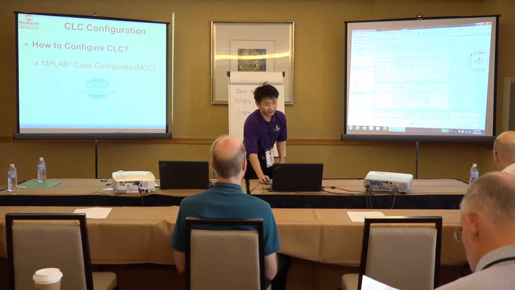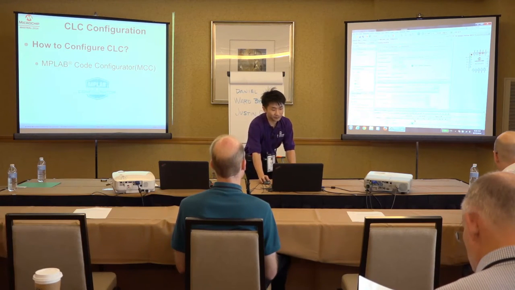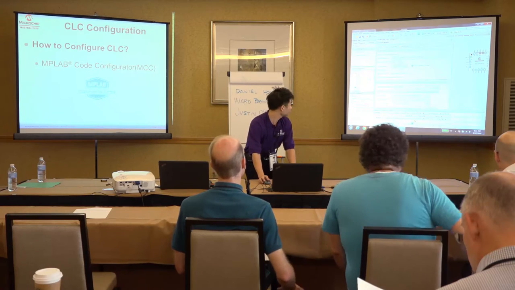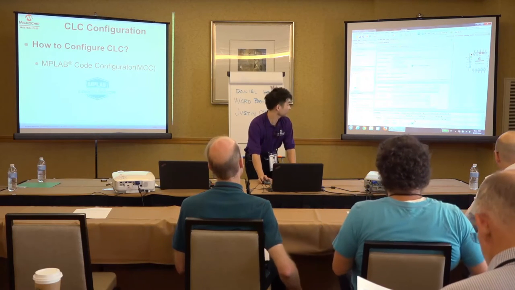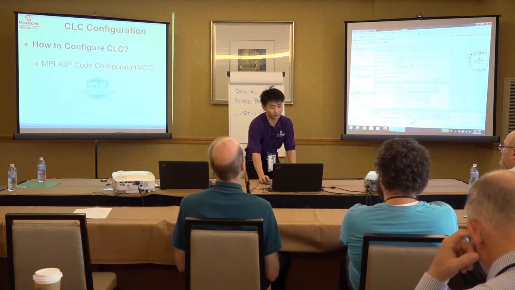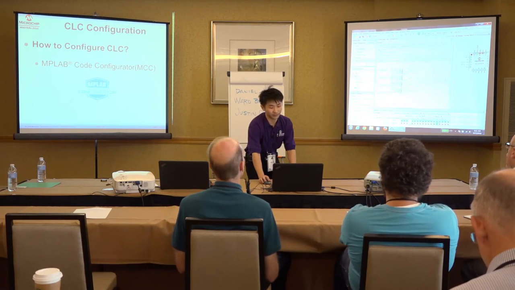And when you open up the MCC, simply go to the device resources. The CLC is going to be here. Our device we're using today is the 16F1619. It has four CLCs. So I just double click one to bring it up. Now it's in the system.